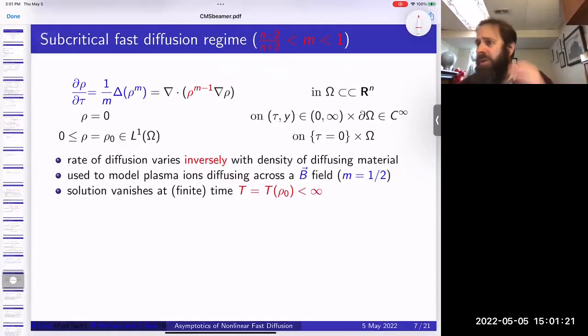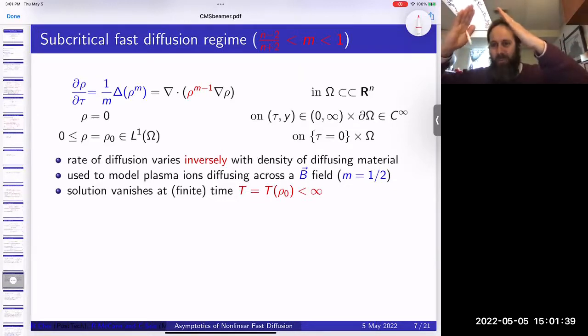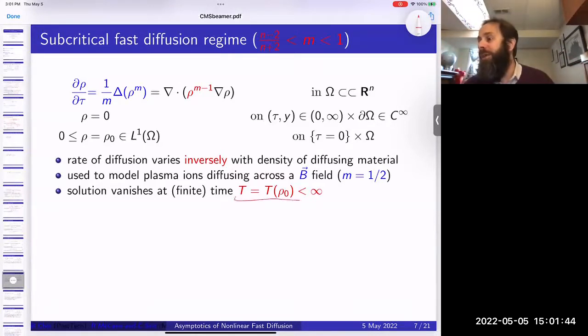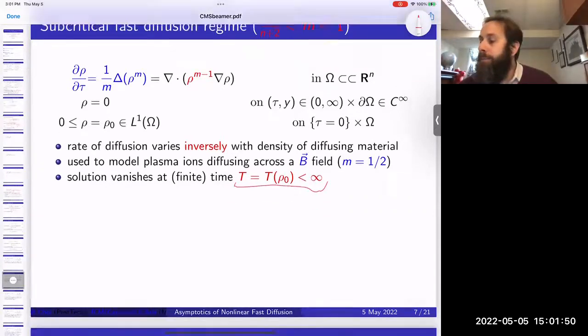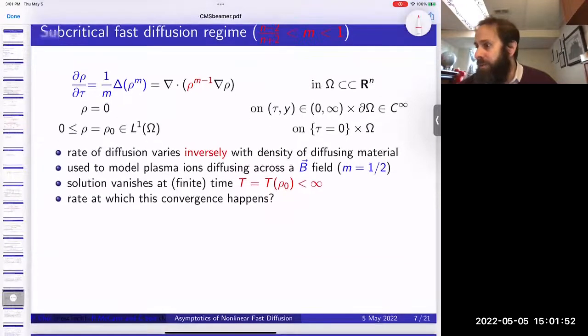It's also used in geometry. I think the critical case comes up in the Yamabe flow, for example, the Sobolev critical case. Now, of course, a feature of the fast diffusion equation is that because low densities diffuse quickly, unlike the heat equation, where you have to wait until time goes to infinity for all these modes to decay exponentially to 0, for the fast diffusion equation there's going to be some finite time after which rho is identically 0. And I'm interested in the rate at which this convergence to 0 happens, and also in more subtle details about how the convergence to 0 happens.